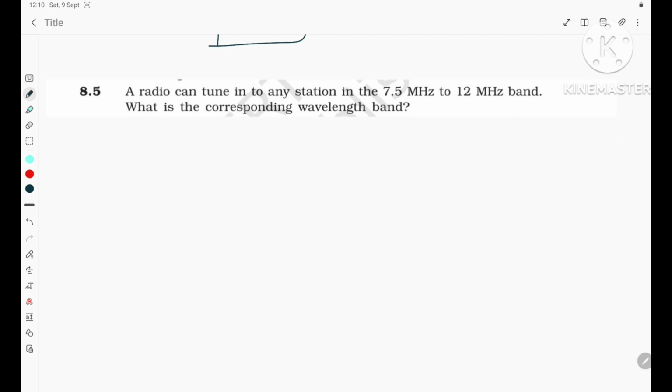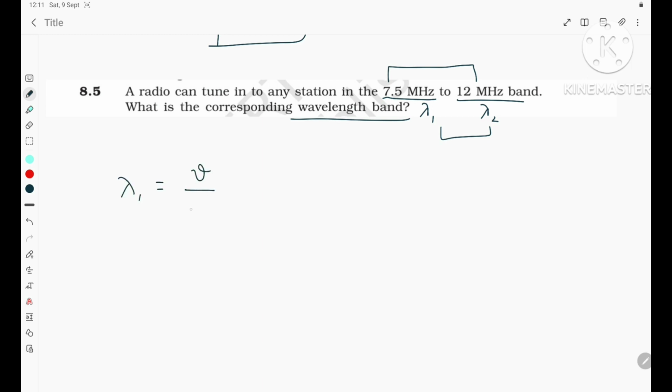So the next question is similar to the previous one. A radio can tune into any station of frequency 7.5 megahertz to 12 megahertz band. What is the corresponding wavelength band? So the frequency is from this to this range, and they are asking what is the wavelength band for this particular frequency range. So how to calculate lambda?